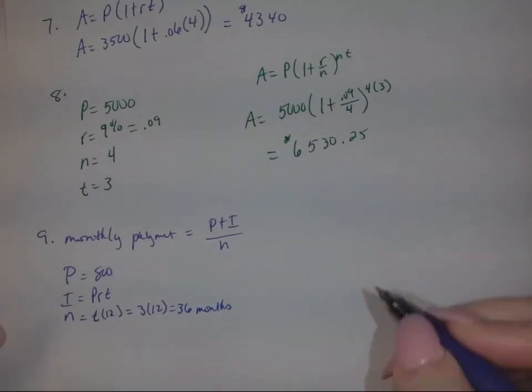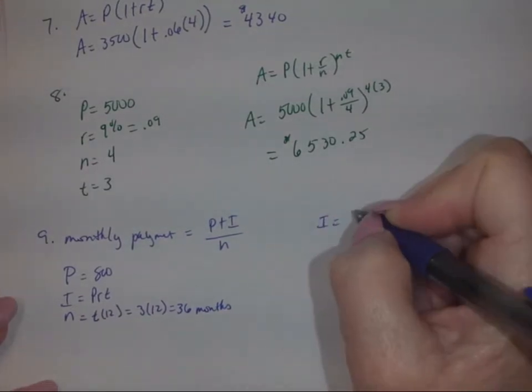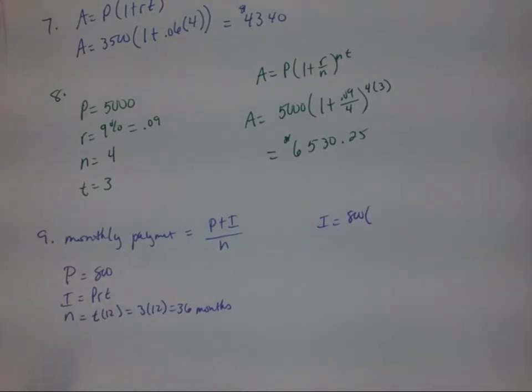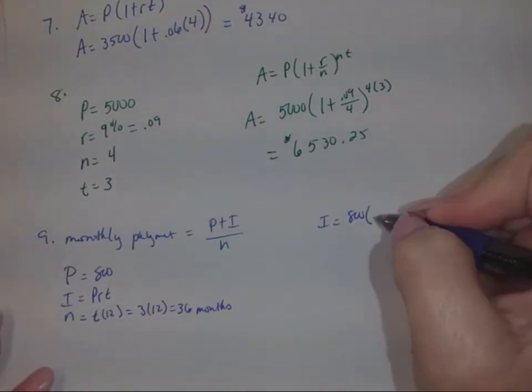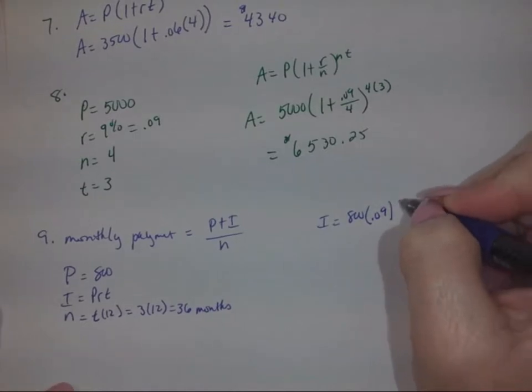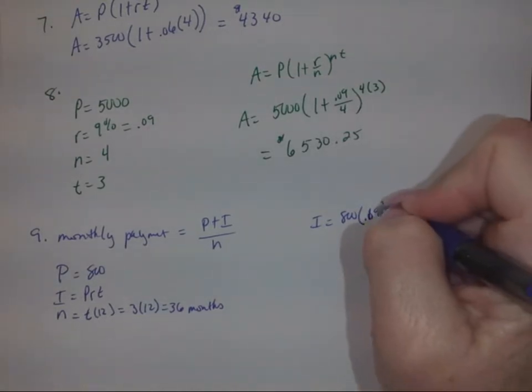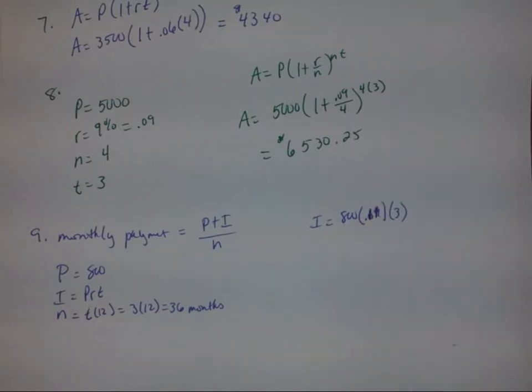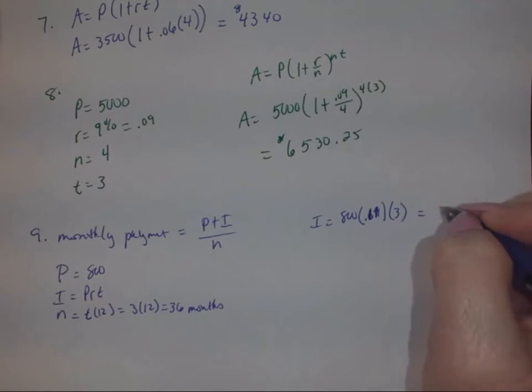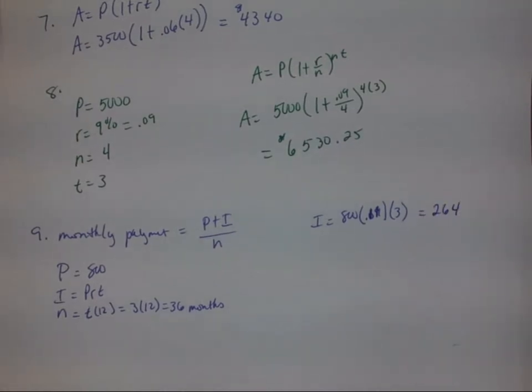So let's go find the I. I is equal to $800 times the rate we are given, which is 9%, so 0.09, times our T, which is 3. When we multiply that out, hang on a second, I think I have the interest rate wrong. It wasn't 9%. I looked at the wrong problem, sorry. It is 11%. So 0.11, sorry about that, times 3. When we put that into our calculator, we should get 264.